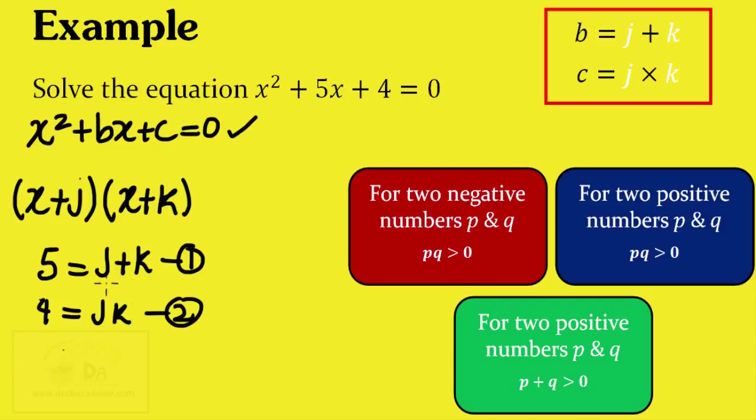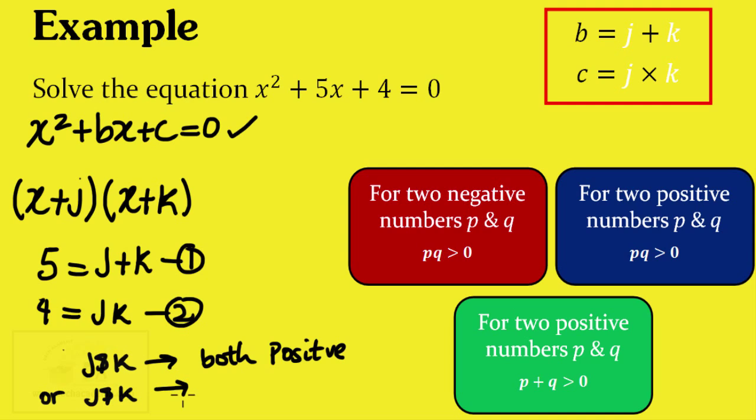So j and k are either both negative numbers or both positive numbers. Looking at equation 1, we can see that the sum of j and k is 5, which is a positive number. Just by looking at equation 2, the product of j and k, we can only tell that j and k are both positive or both negative. But which case is it? We want to know. Well, by looking at equation 1, we can tell the sum of j and k is positive. When both j and k are positive, what's their sum?